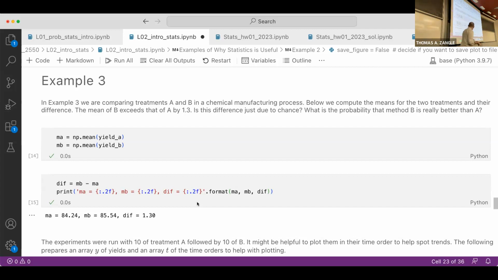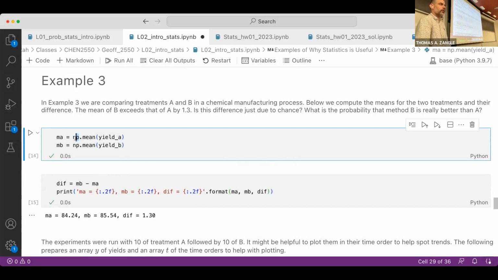The first thing that you might do is just take that data and compute the means, right? So here we're just using numpy.mean. We could have used our function or defined the function explicitly, but we're using numpy.mean, and we're taking the mean of the yield data that we had for A and B.